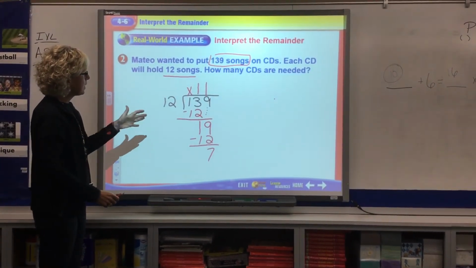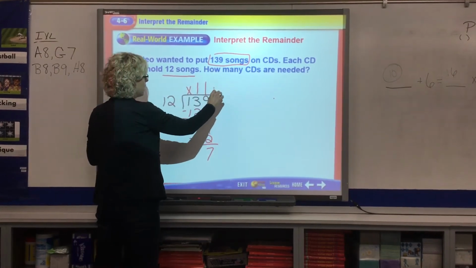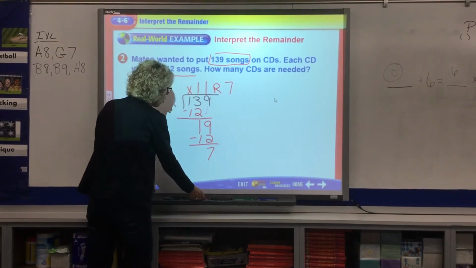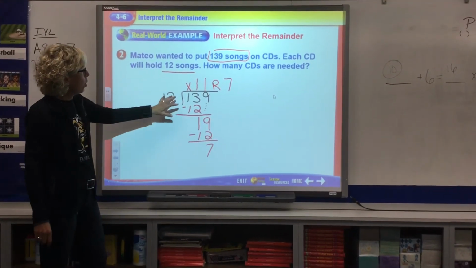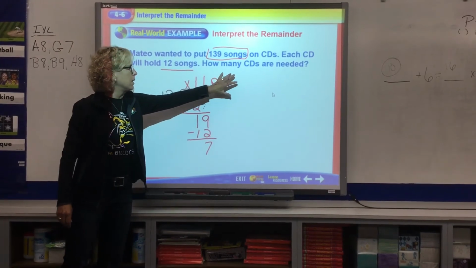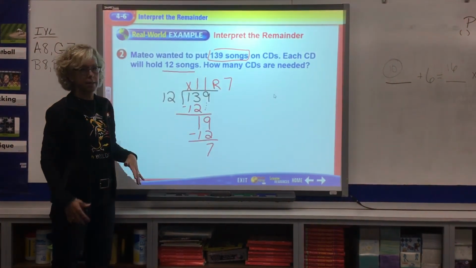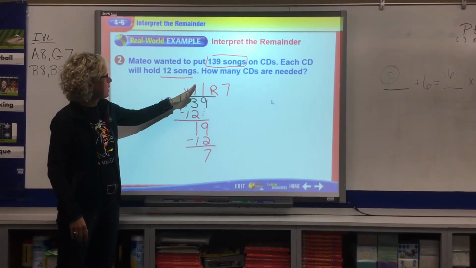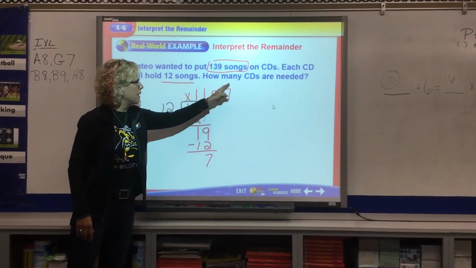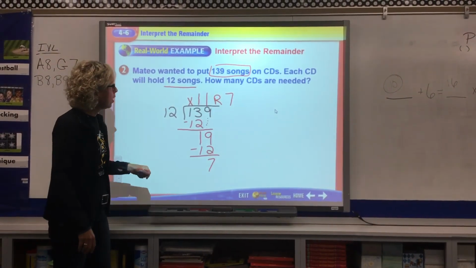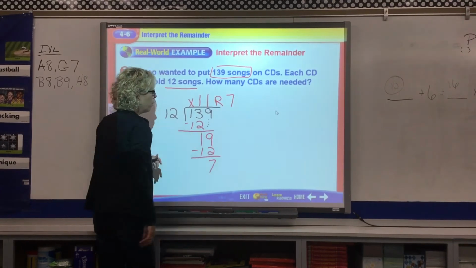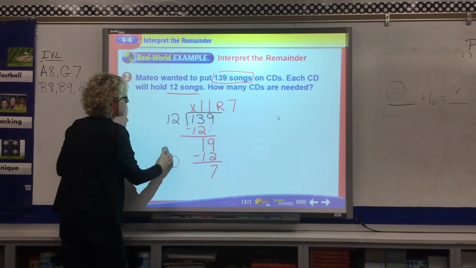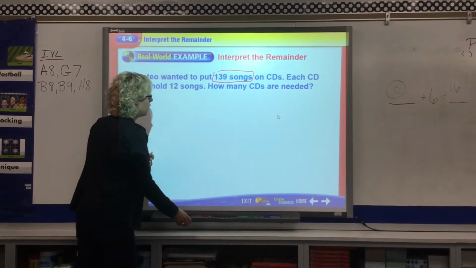So, how many CDs are needed? We have 11 CDs that are filled with 12 songs, and then we have these 7 songs left over. Instead of leaving those 7 songs unheard or not on a CD, in this case, we'd have the 11 CDs filled, and then we'd need one more CD to hold those 7 songs. So the number of CDs needed would end up being 12. We'd need 12 CDs. So in this case, we took our remainder and we rounded it up.